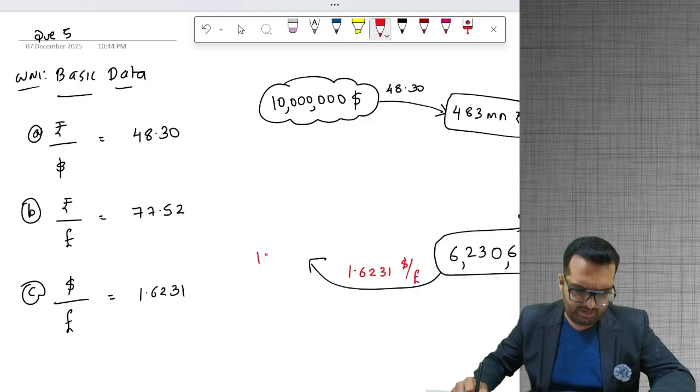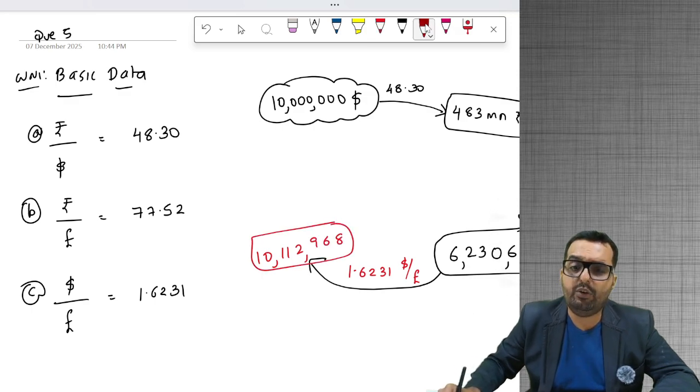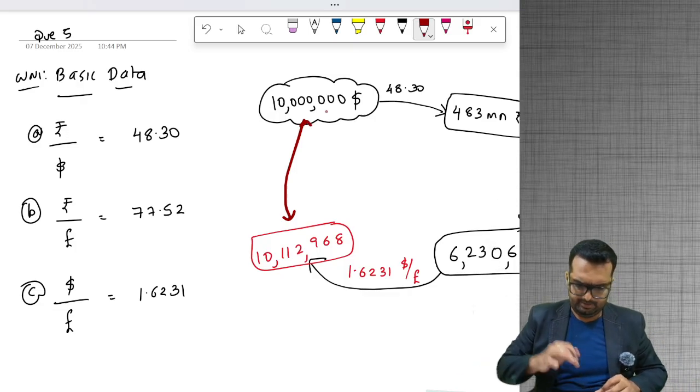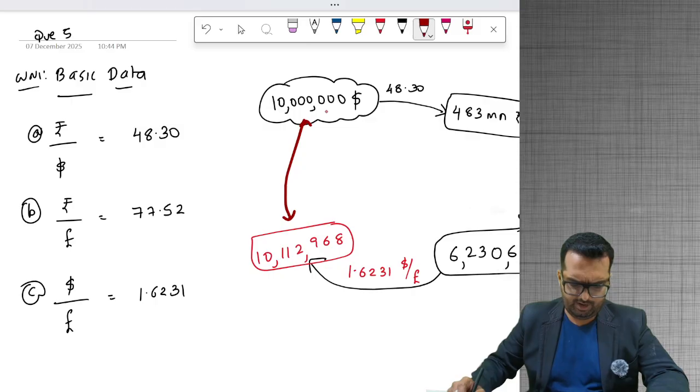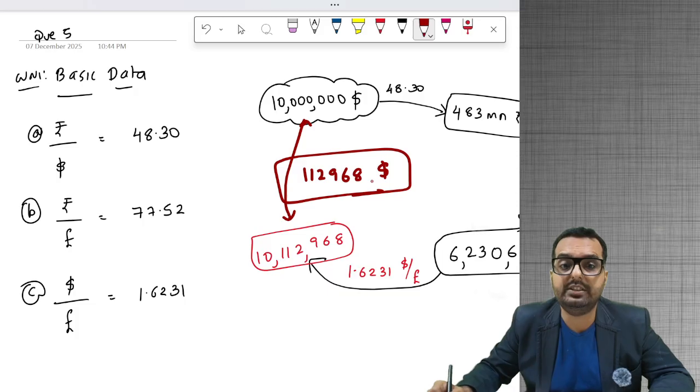So I'll get the number as 10,112,968. Did you see this, friends? Without them doing anything, they are actually making a profit over here. They make a profit of 112,968 dollars. This is the arbitrage profit.